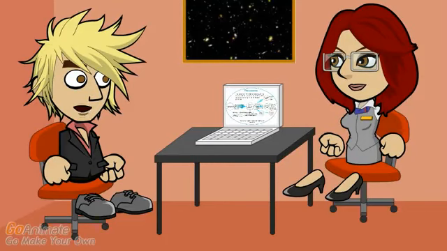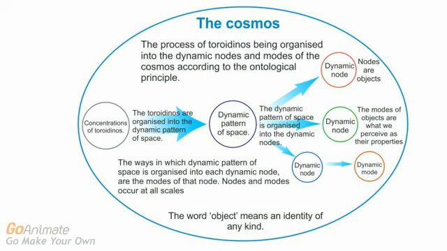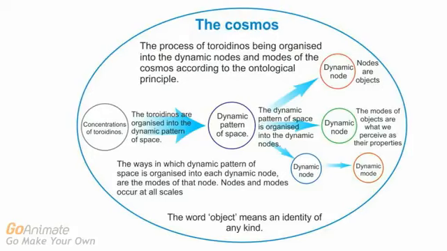I am going to jump ahead and then return. The image on the screen represents the process of the cosmos, according to the ontological principle. It shows the process of the toroidinos being organized into the pattern of space. Then the patterns of nodes, which we call objects, and modes of objects that are their properties.